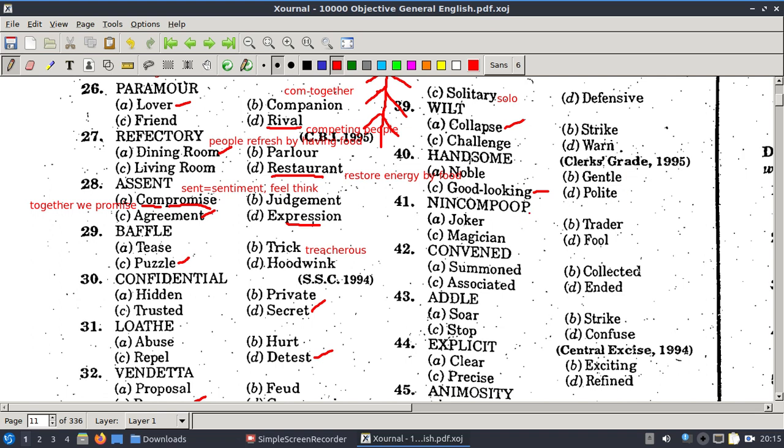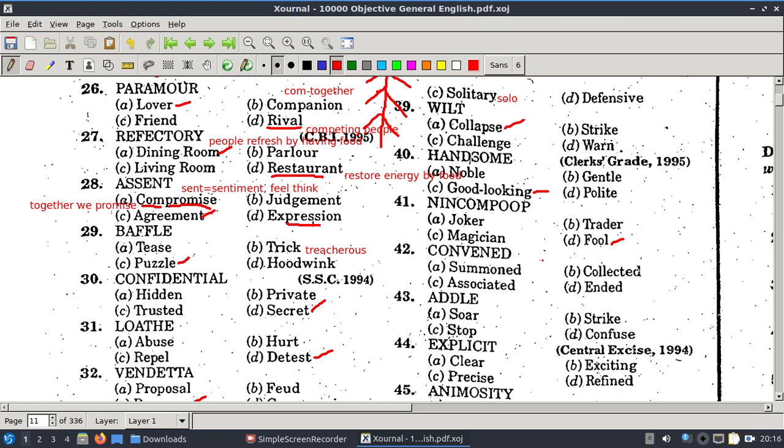Nincompoop. Nincompoop is actually a stupid person. A fool. Is not a trader. Magician is someone who does magic. Joker is someone who makes jokes. Right.